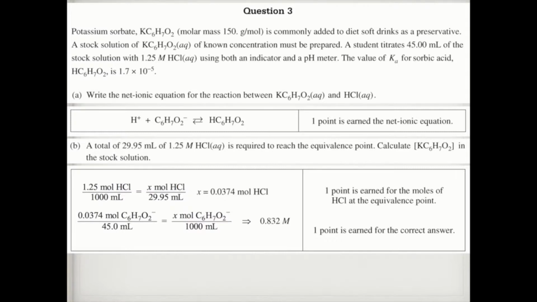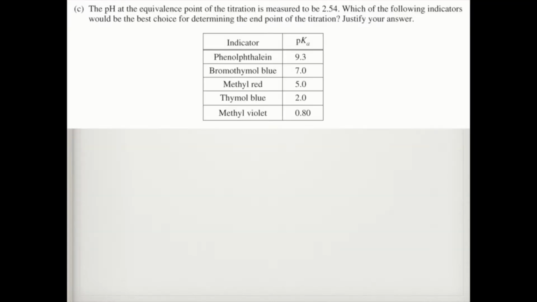Now, you don't actually have to write out the number of moles of HCl. You can just keep going, but they need to see that you tried to calculate the moles of HCl. In C, it says the pH at the equivalence point of the titration is measured to be 2.54. Which of the following indicators would be the best choice for determining the endpoint of the titration?